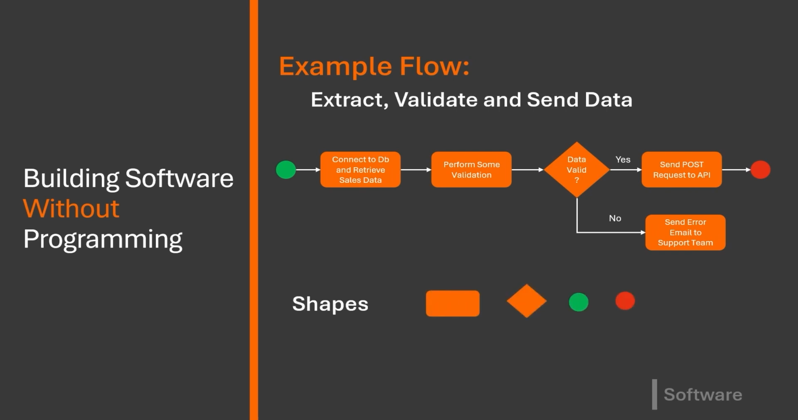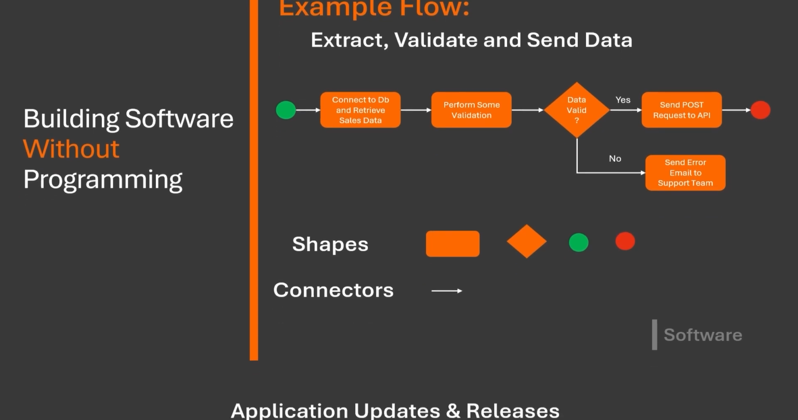Each shape represents a specific function, such as applying conditional logic or retrieving data from a database, while arrows define the logical flow between these steps. As a developer using low-code, no-code platforms, the key tasks involve selecting the appropriate shapes, configuring them with the required parameters, and linking them with connectors until the workflow achieves its intended outcome.